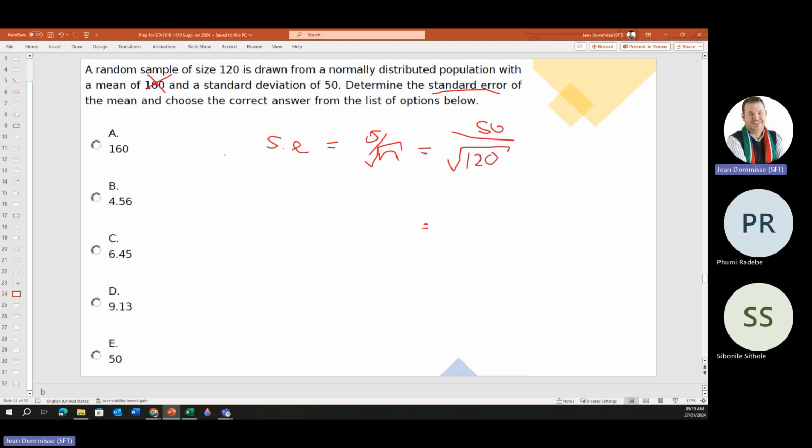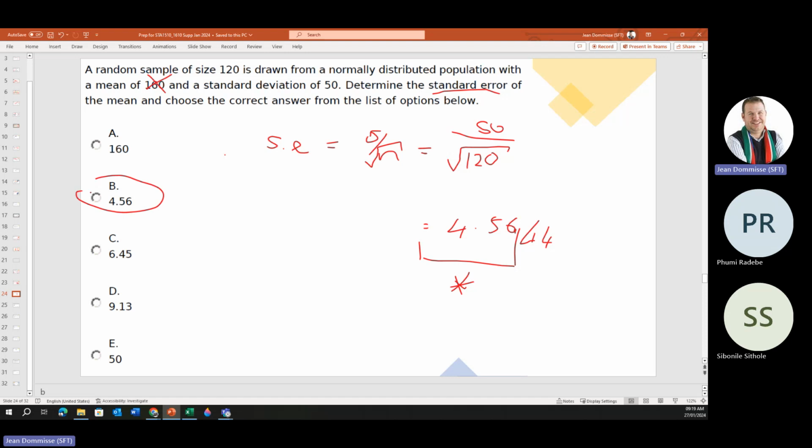So 50 divided by the square root of 120 will give you 4,5644. So again, round it off to 2 decimals, and we get the option B.